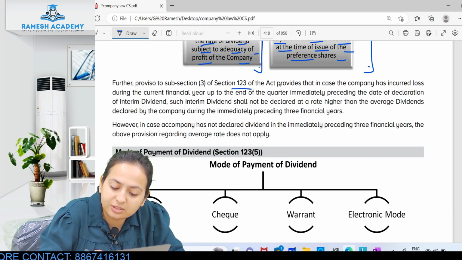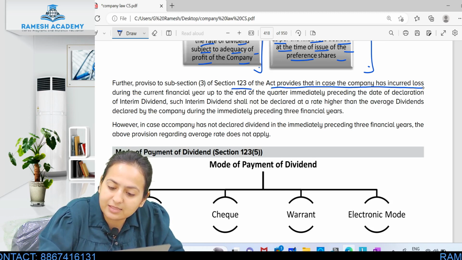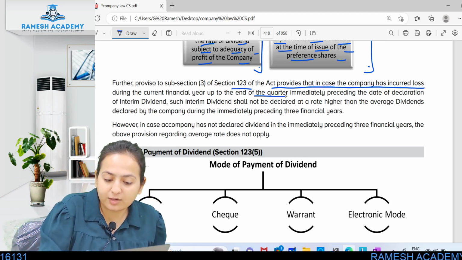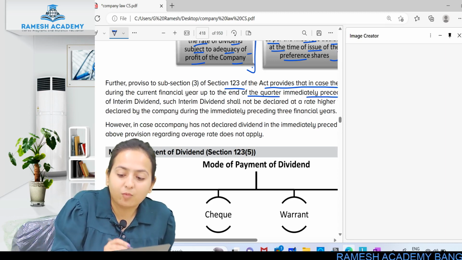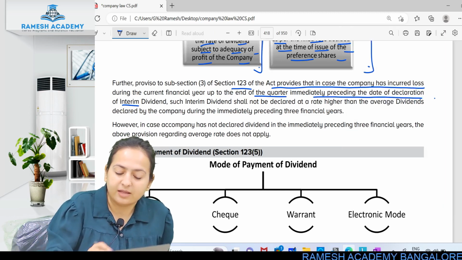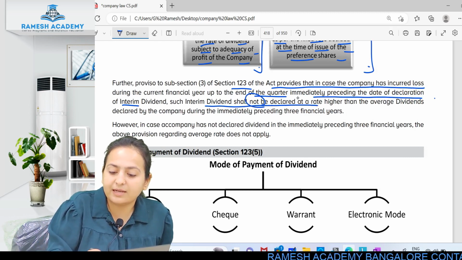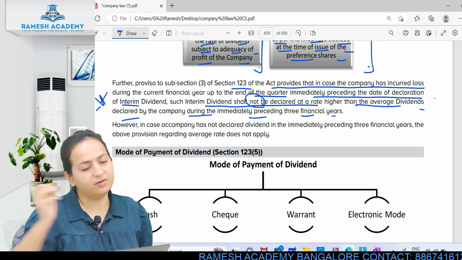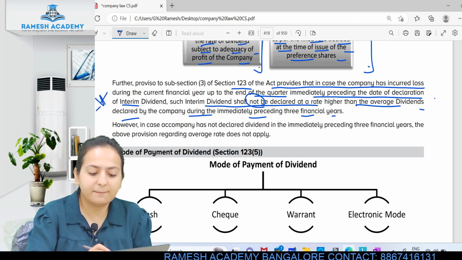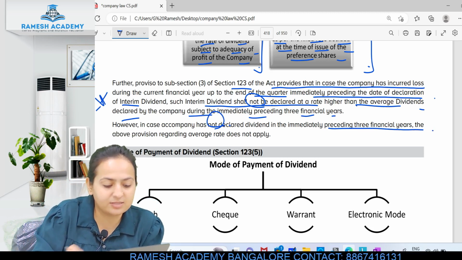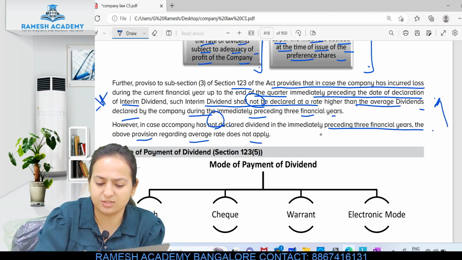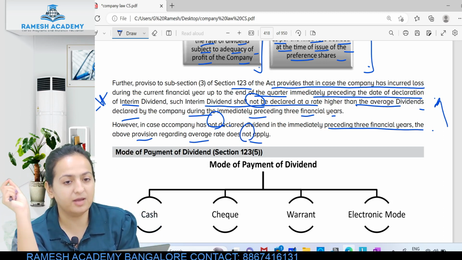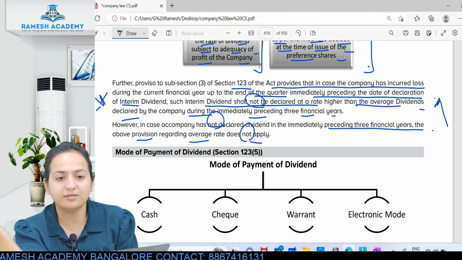Then comes Section 123, which provides that in case a company has incurred loss during the current financial year and up to the end of the quarter immediately preceding the date of declaration of the interim dividend, such interim dividend shall not be declared higher than the average rate declared during the preceding 3 financial years. We have already said this. So, in case a company has not declared dividend in the immediately preceding 3 years, then the above provision regarding the average does not apply. Why? When there is no profit, then what average will you take out?